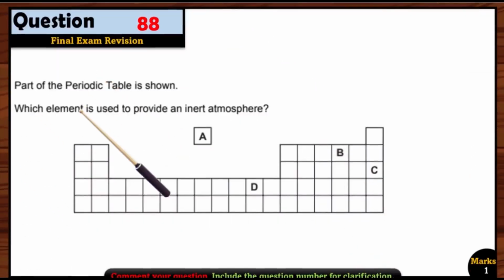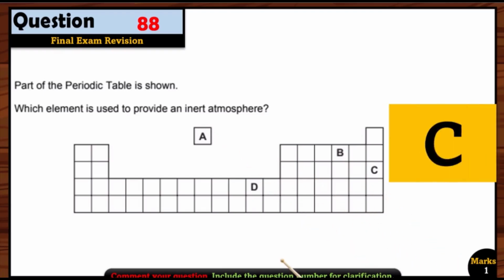Question 88. Part of the periodic table is shown. Which element is used to provide an inert atmosphere? Of course, if it provides inert, it should be from group 8, noble gases. So option C is the right option here.